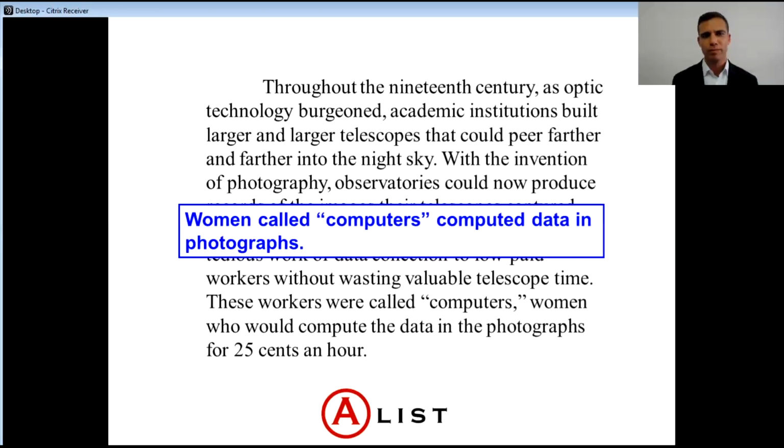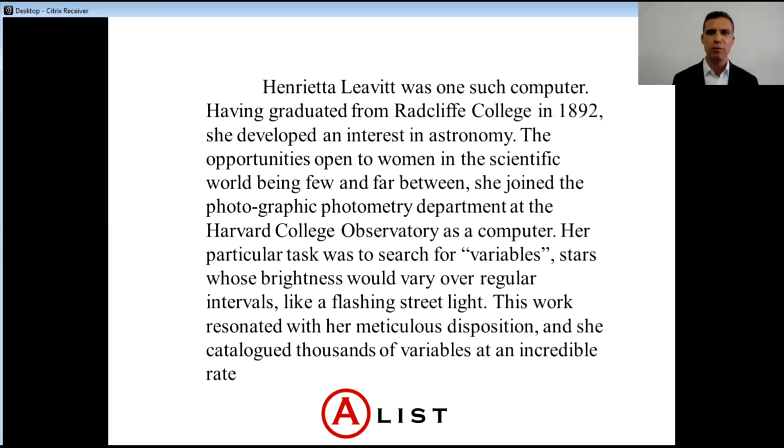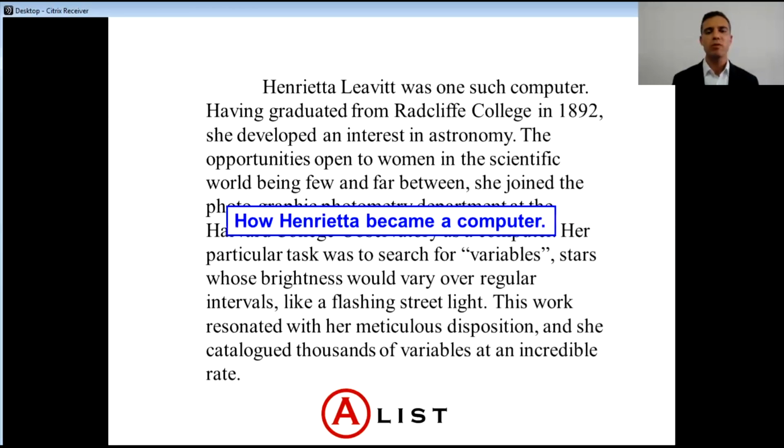In the third paragraph, we get a bit more from Henrietta Leavitt. She is one of these computers. The last line told us that a woman who was looking at photographs and calculating data was called a computer. Henrietta Leavitt, well, she's one of them. We get some more background information about Henrietta Leavitt, and by the time we get to the end, we find out that she's really good at this job. What have we learned so far? There was an important discovery made by a woman named Henrietta Swan Leavitt. She was called a computer, and apparently she was really, really good at her job.